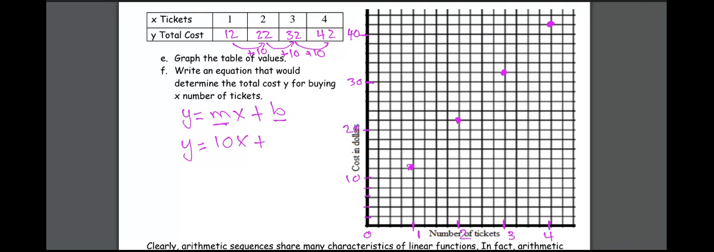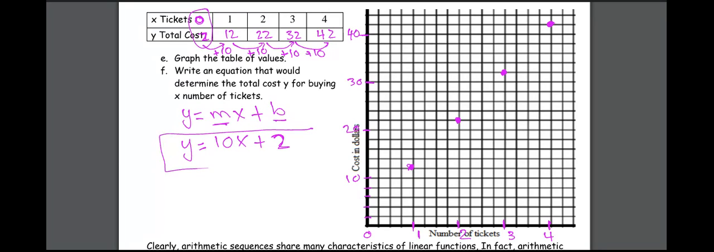And the y-intercept is the y value for x equals 0. That means I need the value of y when x is equal to 0. Using the slope, I can see that the y value for x equals 0 is 2, because when I add 10 to 2, I get 12. So 2 is the y-intercept.